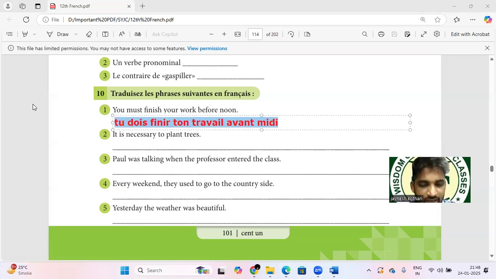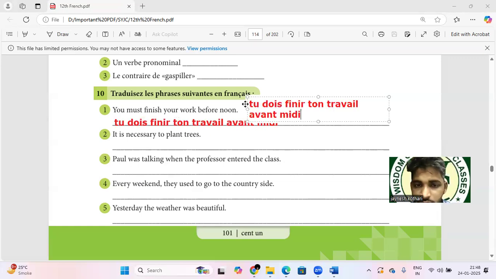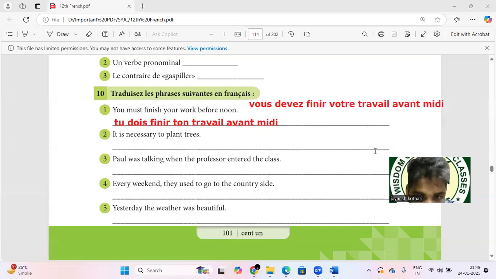So I can say the same thing in vous form also. Vous devez finir votre travail. Okay, I can use the same thing for vous form also. And I can write the same thing. Vous devez finir votre travail avant midi. You can write any of them.